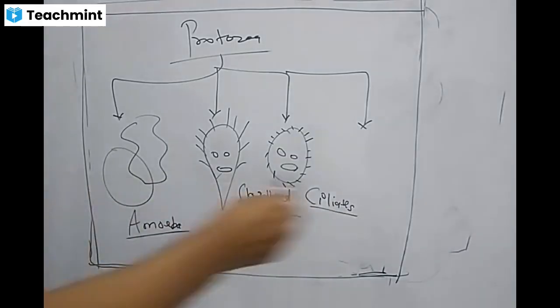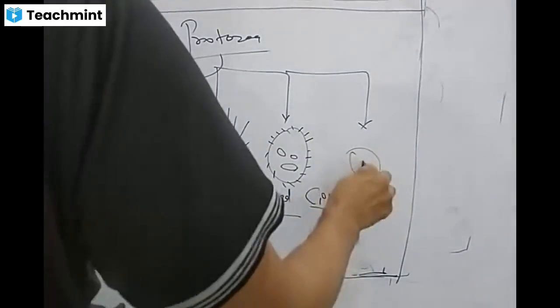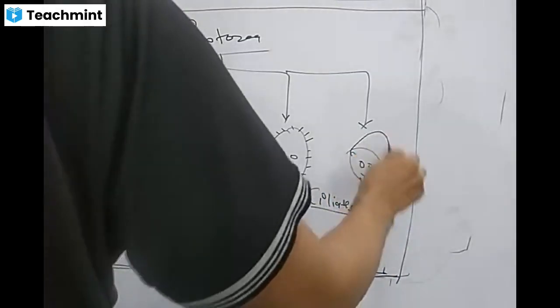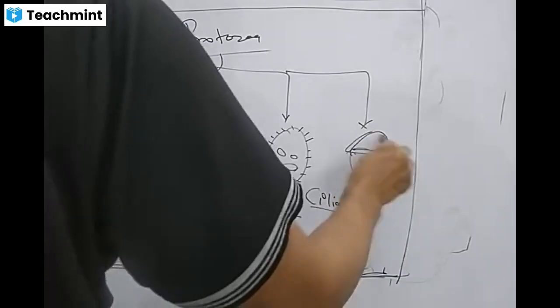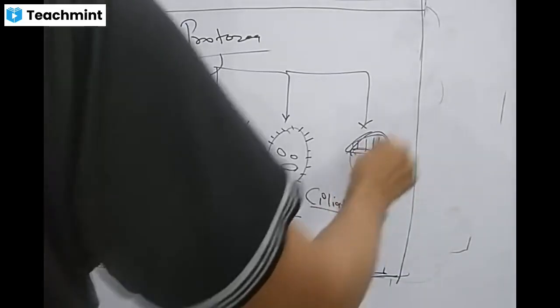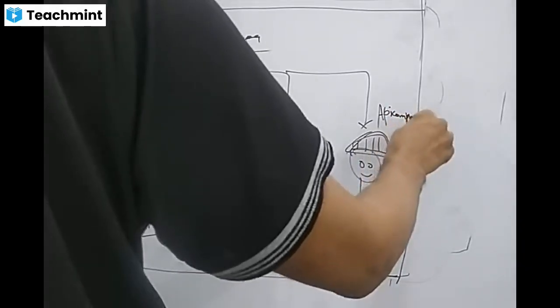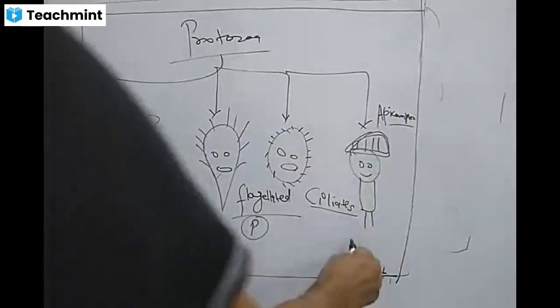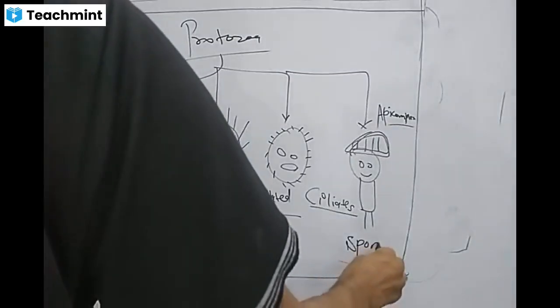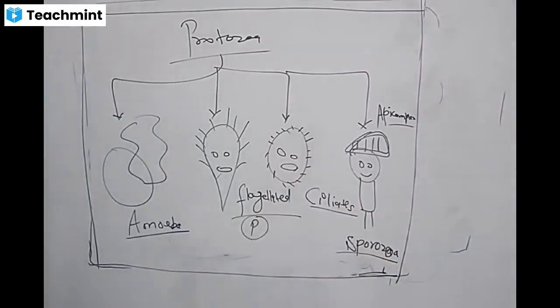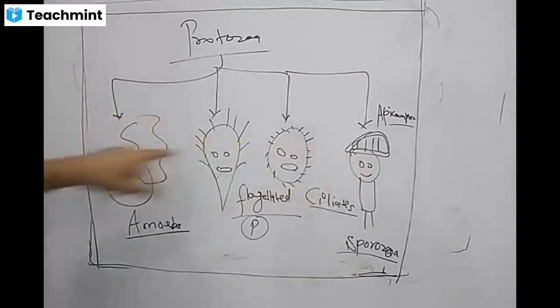And then next is some kind of protozoa which are having a modified cap-like structure. This cap. So we call them epicomplexa, having apical complex, and they are known as sporozoa. So these are the four main categories where your protozoology is divided.